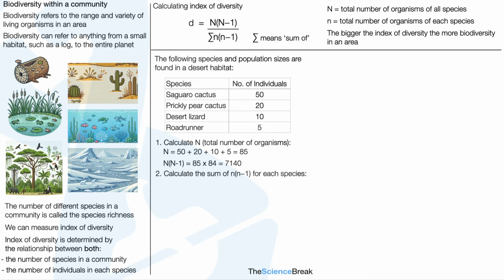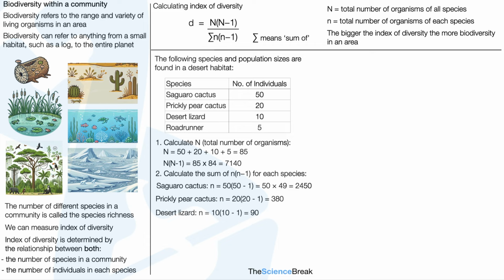Then we would calculate the sum of n(n minus 1) for each species. So for the cactus, there are 50 of them, and n(n minus 1) would be 50 times 50 minus 1, which is the same as 50 times 49, which is 2,450. We do that for the rest of the species. For the prickly pear cactus, it's 20 times 20 minus 1, which is 380. The desert lizard is 10 times 10 minus 1, which is 90. And for the roadrunner, it's 20.